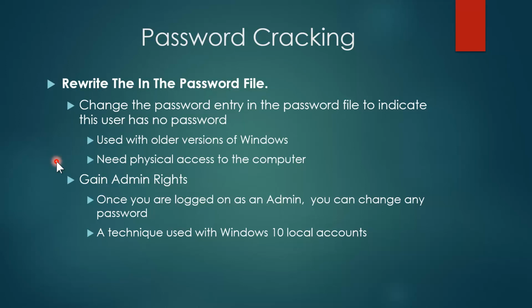Now, there are some issues with this. If the hard drive is NTFS encrypted, all your file encryptions are lost because they were based on that password you just blanked. Now, if the hard drive's BitLockered, you're not going to get that far because unless you have the BitLocker key, you're not going to be able to get onto that hard drive to get to the password file. The other way you can do it is gain admin rights, because the admin can change passwords. And that's a technique that's used with Windows 10 local accounts.